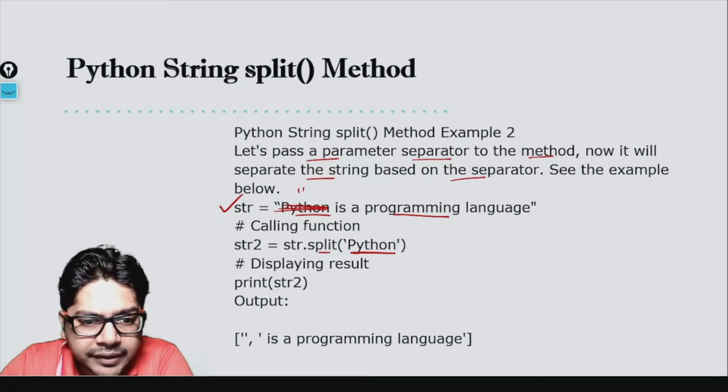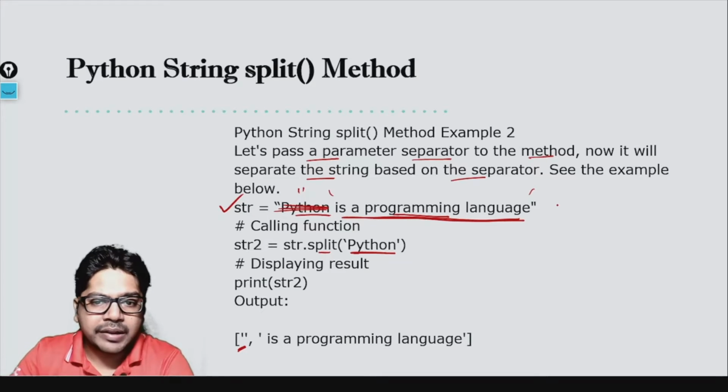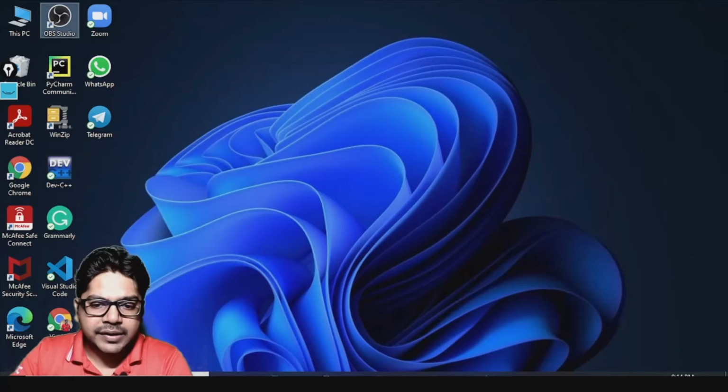The first one you will get as an empty string. See, the first one you are getting as an empty string, and "is a programming language" will come as one single string. Okay, it will come as one single string. Let us go and try this example also.